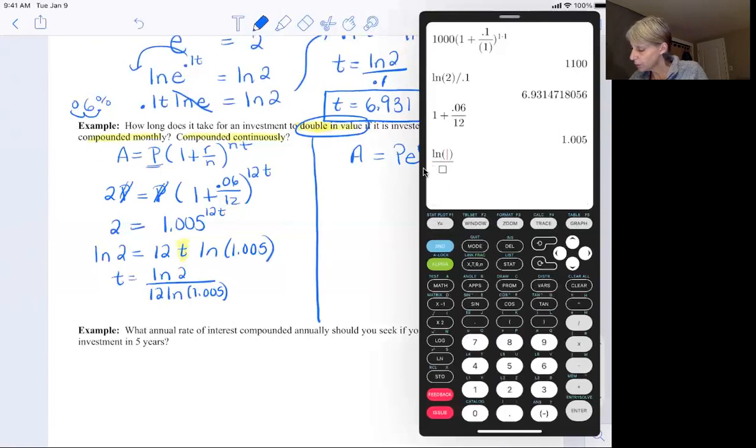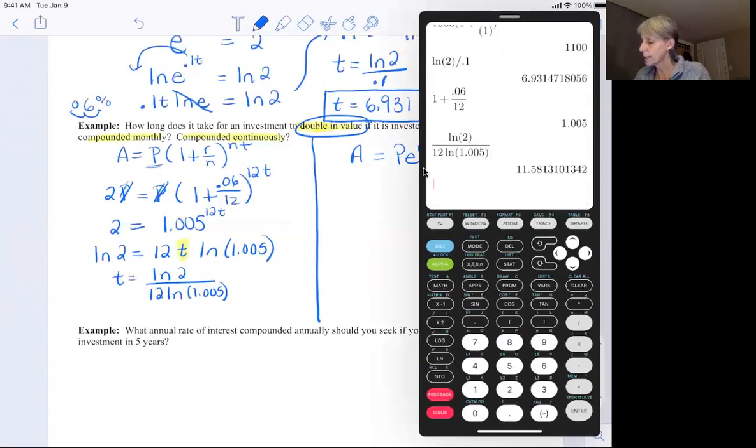ln of 2 divided by 12 times ln of 1.005. And I get 11.581 years.